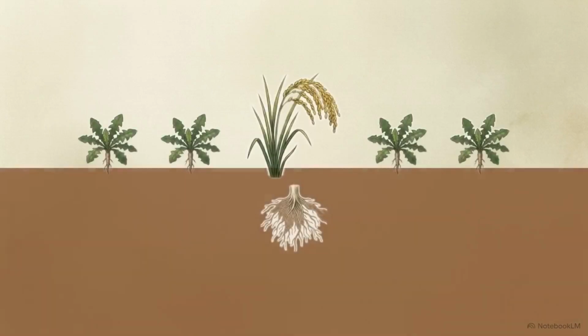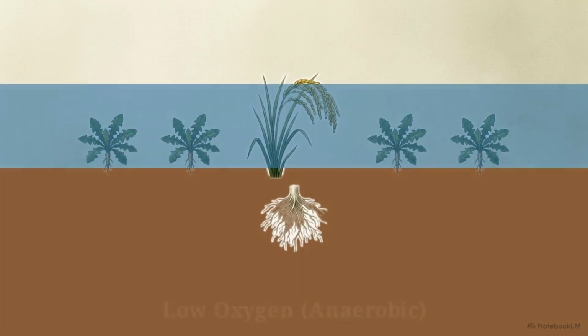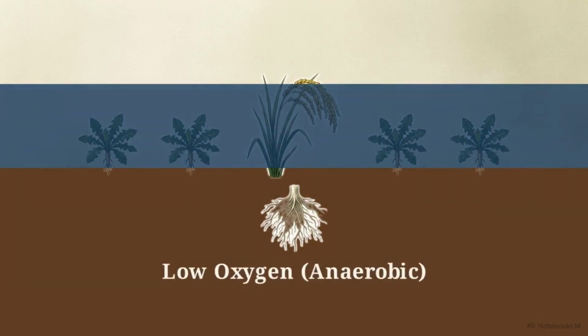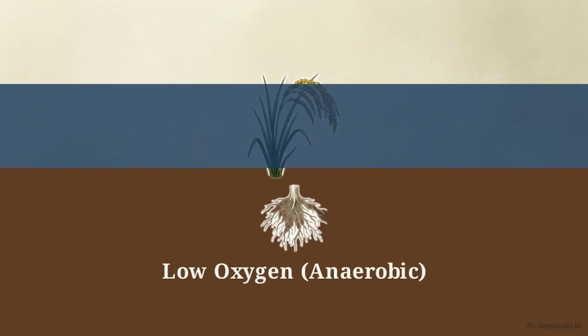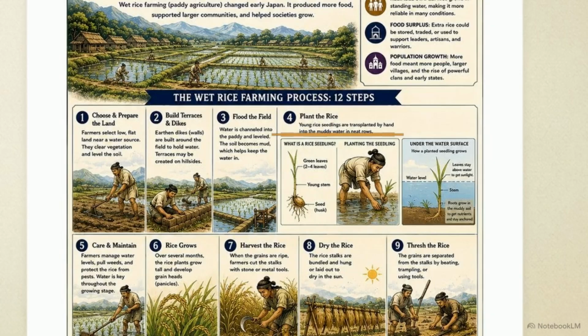By maintaining this flood, you create a low oxygen environment in the mud. Because most competing plants cannot survive in oxygen-poor soil, the water acts as a highly effective natural weed control. By engineering this flooded barrier, you eliminate the competition, ensuring the rice has exclusive access to the sunlight and soil nutrients.